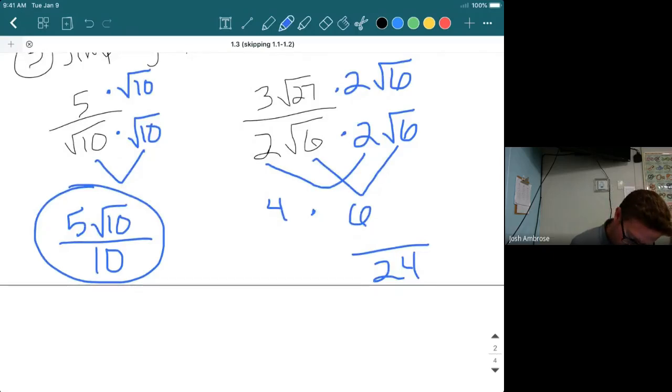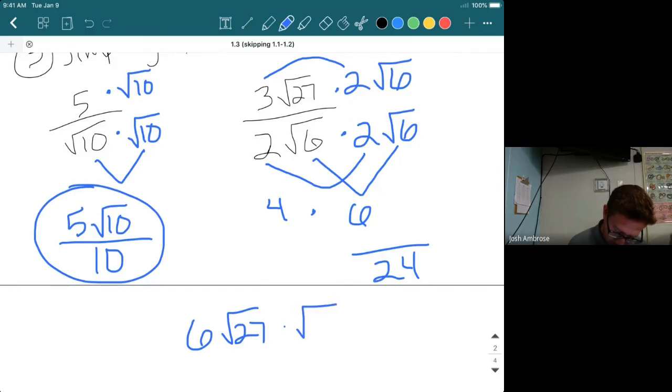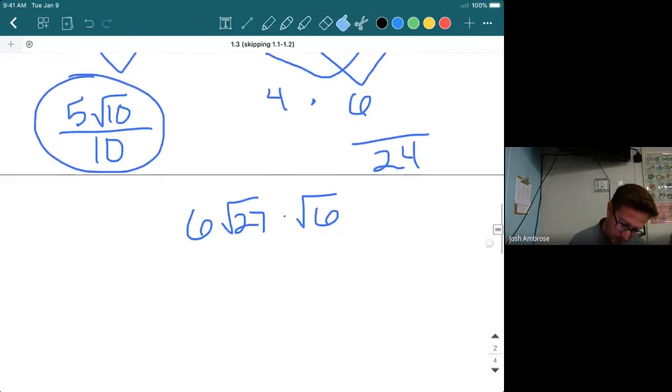Okay, so we know our denominator is 24, but we still have to take care of our numerator. All right, 3 times 2, that's going to give us 6. Then we still have a radical 27, and we still have a radical 6. Okay, let's break these down. How is this going to work? So we will see if we get some more space here.